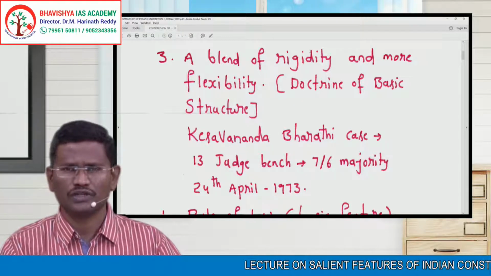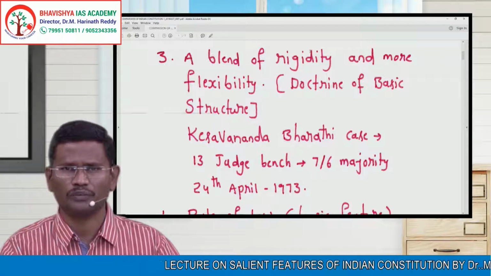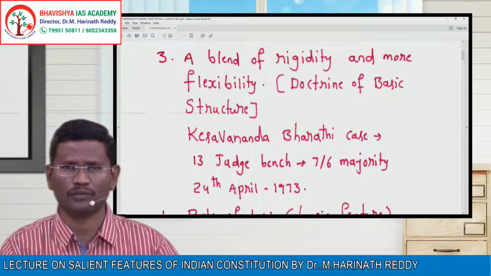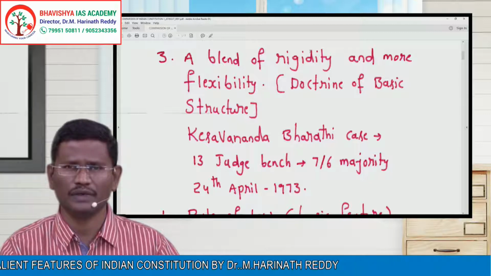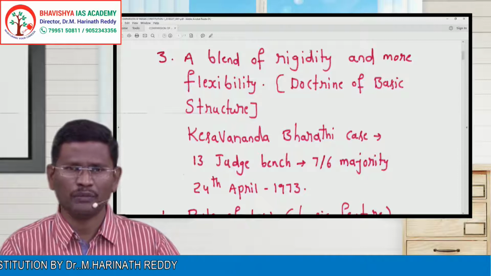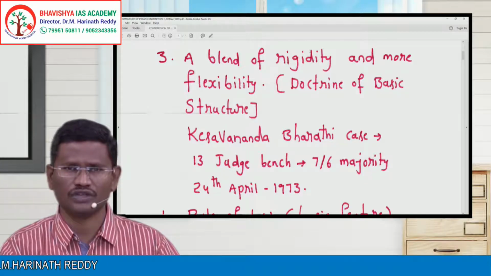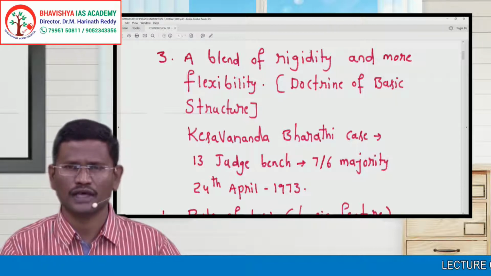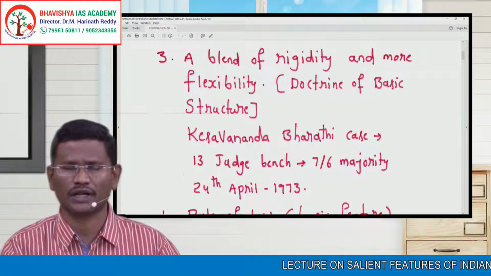all the provisions of the Indian Constitution do not have equal importance. There are certain features of the Indian Constitution which are very fundamental, very basic, very essential. So the amendment of the basic features, the fundamental features, the essential features of the Indian Constitution cannot be done by the Indian Parliament.